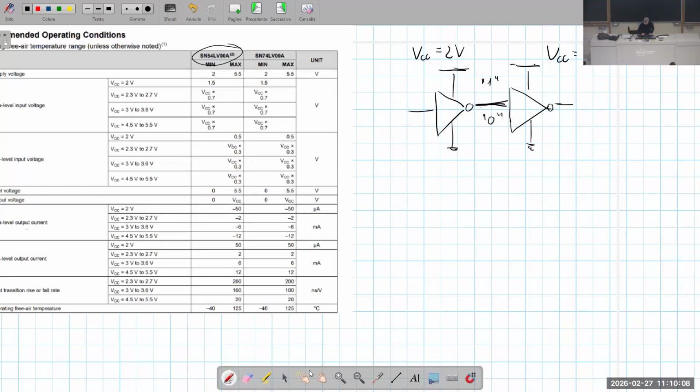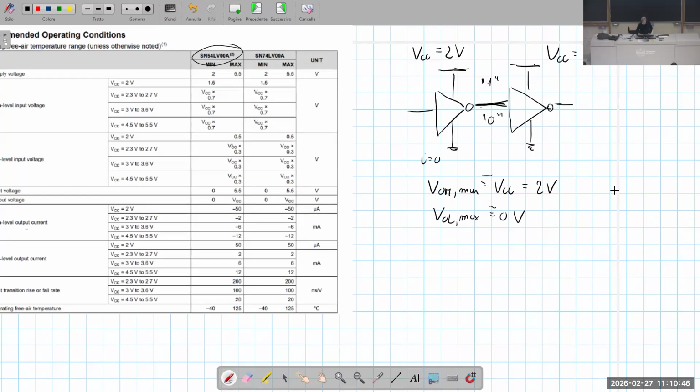Now, let's consider the characteristics of the output. Let's suppose that I is equal to 0, so VOH minimum is basically equal to VCC, so it is 2 volts, and VOL maximum is basically equal to 0 volt. Let's put ourselves in this case.